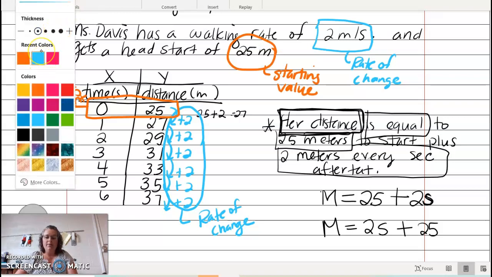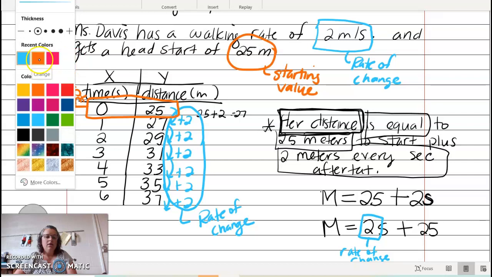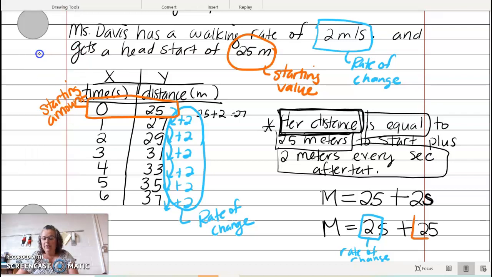And then I'm going to pick my blue one, because that blue one, your rate of change shows up right here. And then I'm going to get my orange color back, and I'm going to highlight this. This is your head start. But we also like to call this the y-intercept.